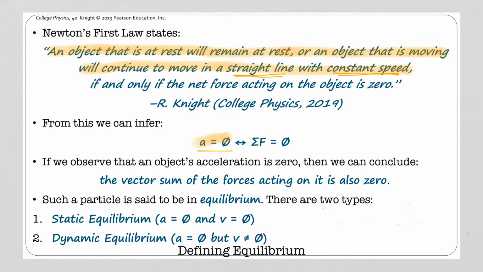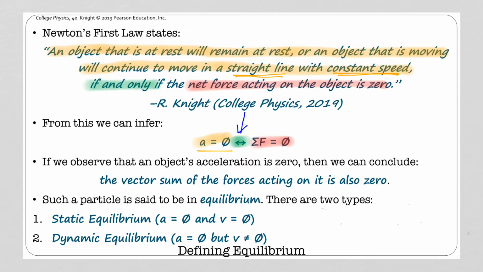If and only if is the biconditional. It means that if one is true, the other is true, and the net force acting on the object is zero means that there may be forces acting on the object, but those forces cancel out in such a way that the net force is equal to zero. Because of this biconditional, knowing one of these things implies the other one is also true.